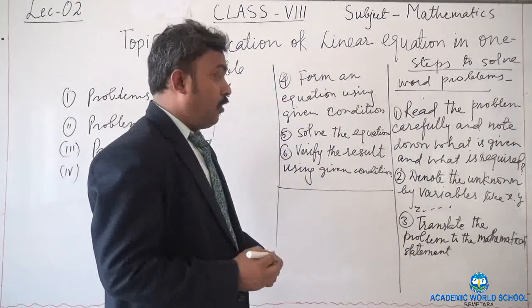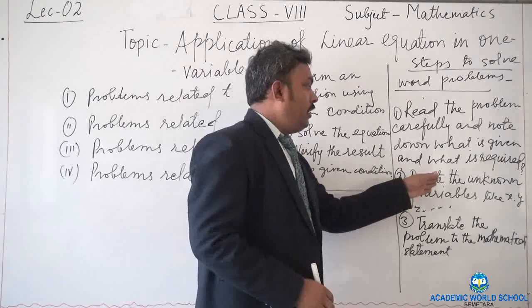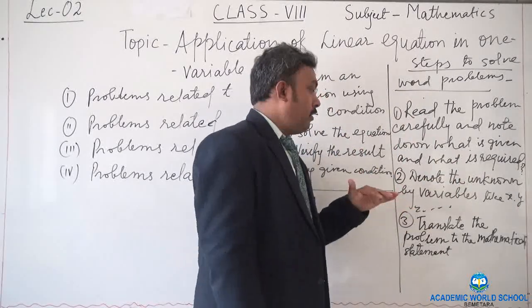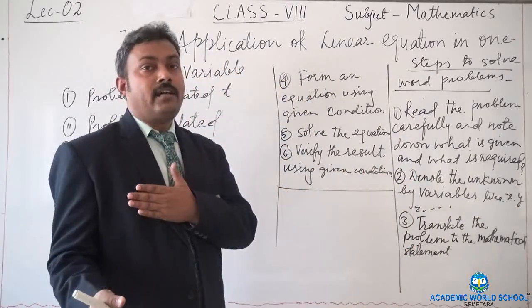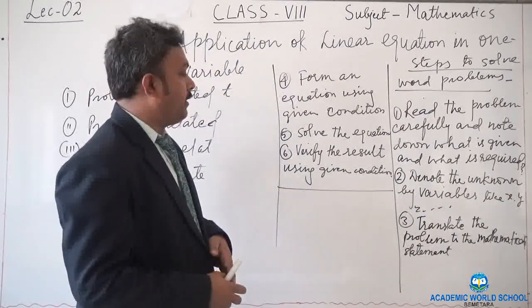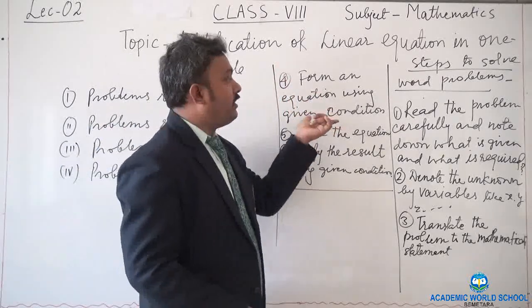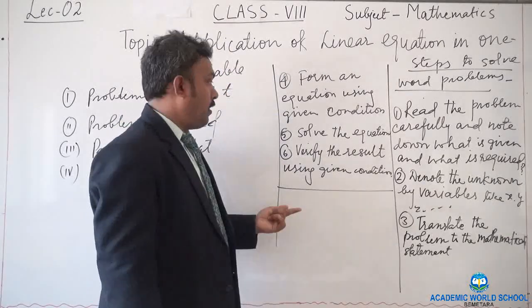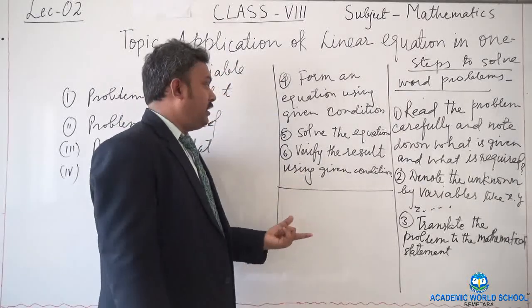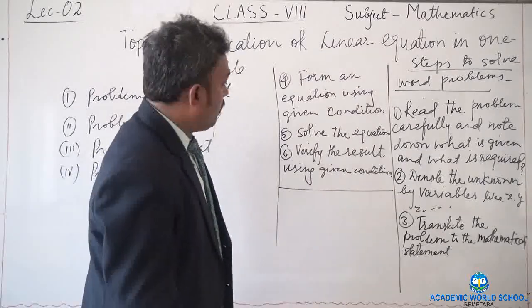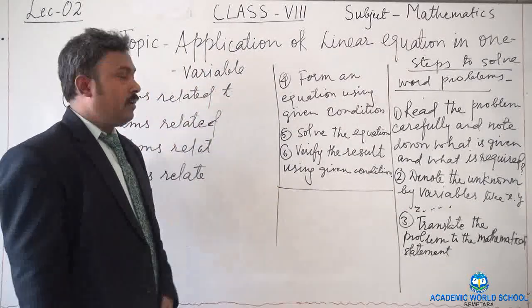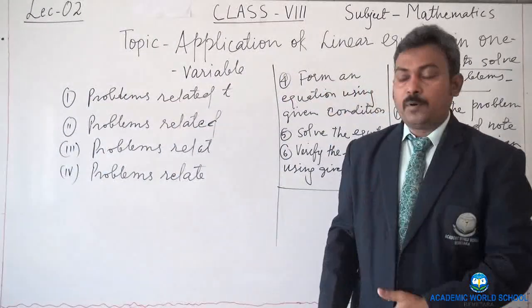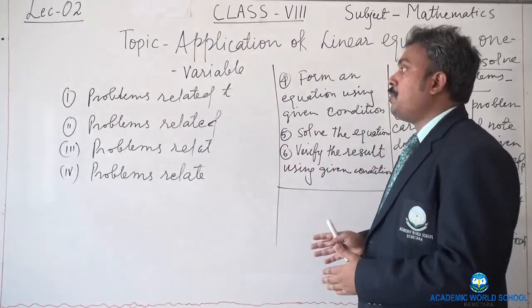Okay, to form. So after that, we need to denote the unknown by variables x, y, z. Then the problem we will translate will change into a mathematical statement, and that mathematical statement will change into an equation by the given condition. Now we will solve the equation and then we will verify the result using the given condition. So these 6 steps we are going to follow. With the help of an example, I will show you how to do it.